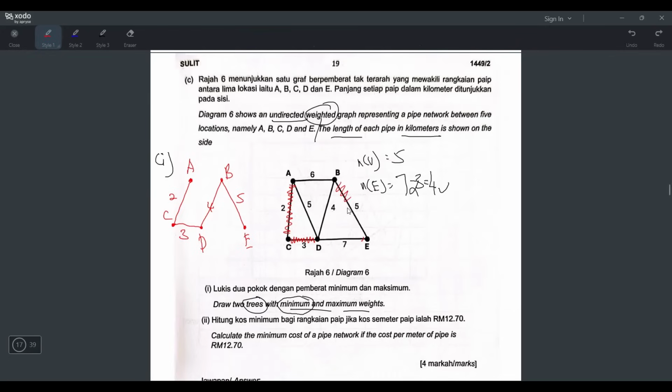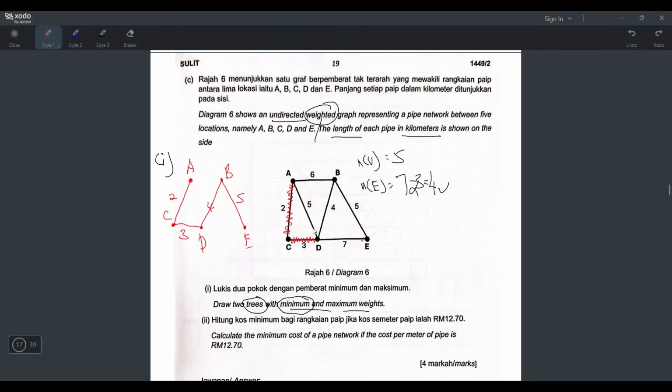Okay, if I erase this, will I get a tree? No, because there's a cycle here. What if I erase this? Will I get a tree? No also, because the C is isolated, and it doesn't connect to C. You have to make sure it connects to all vertices. So I realize I cannot erase the 4, I cannot erase the 5. Then why not I try erasing the 6? Cannot also, because the C is also isolated. What if I erase the 7? Cannot also, because there's a cycle, and also the C is stuck there.